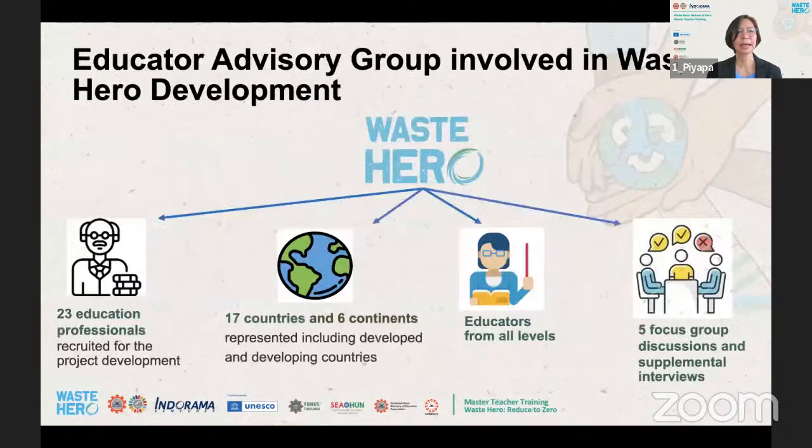Next, please. So to ensure our lessons will be practical and useful in the classroom setting, we established an educator advisory group consisting of 23 education professionals from 17 different countries. And we pulled in education experts on the overall learning theory and classroom practicality. We also held a focus group to design the framework of the resources and also to identify the weaknesses and the strengths, and then how to make the education package very interesting. Next, please.